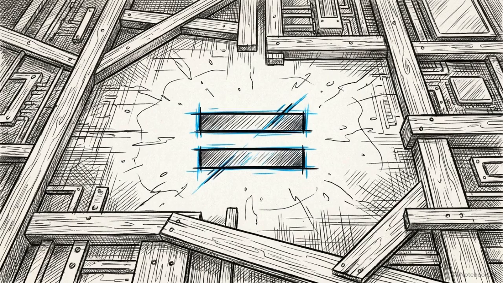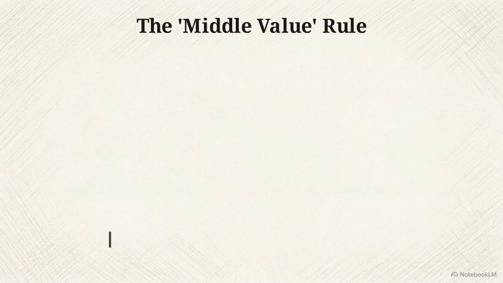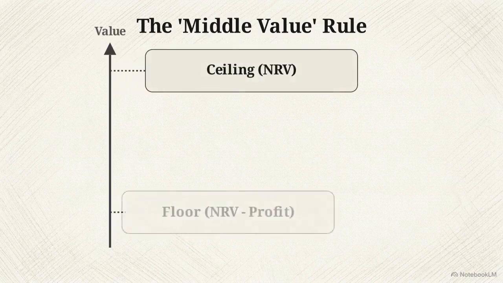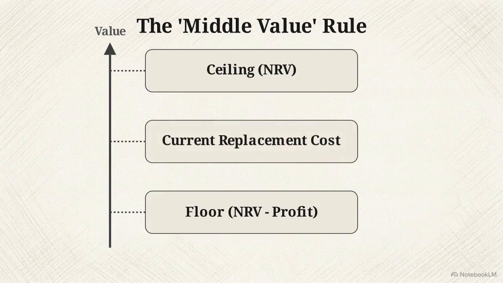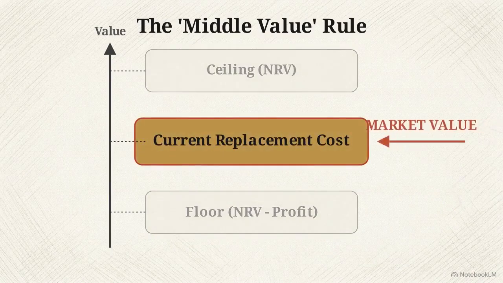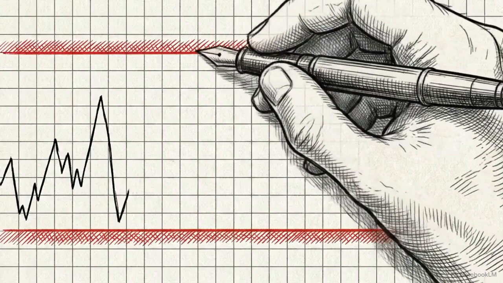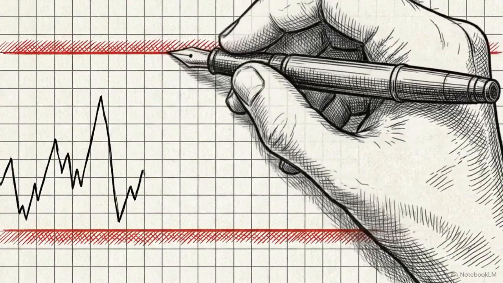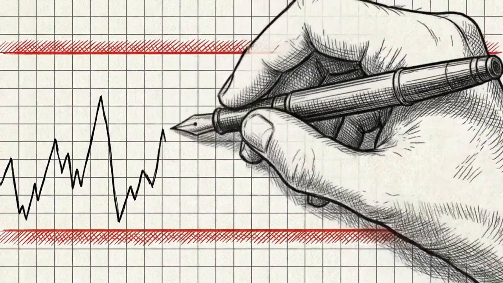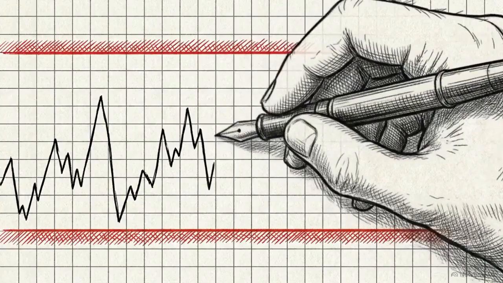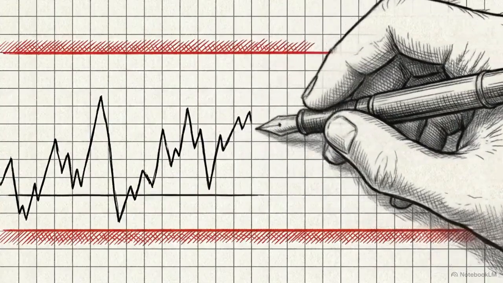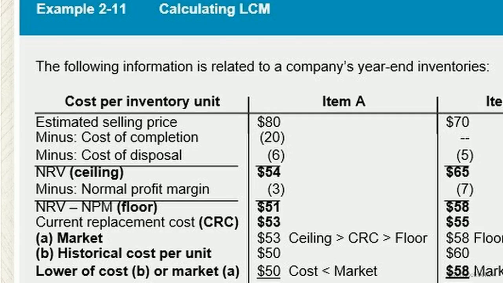With the boundaries set, the ultimate algorithmic rule becomes clear. To find the true market value under LIFO, you analyze three numbers: the ceiling, the floor, and the current replacement cost, and you select the middle value. Establishing these strict mathematical guardrails neutralizes the inherent volatility of replacement costs, forcing the recognized market value to reflect true economic utility. Let's apply this algorithm to a practical dataset.